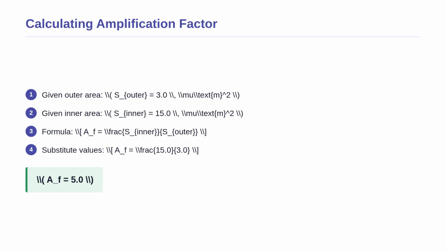We write down our formula and substitute 15.0 for the inner area and 3.0 for the outer area. Dividing these gives us exactly 5.0. Physically, this means the inner membrane holds 5 times as many enzymes.